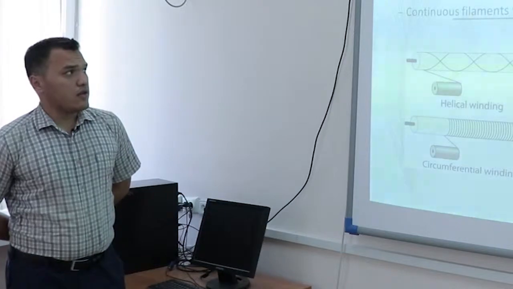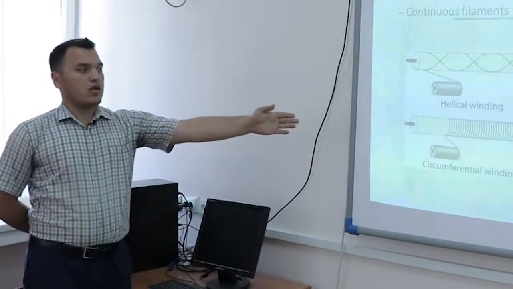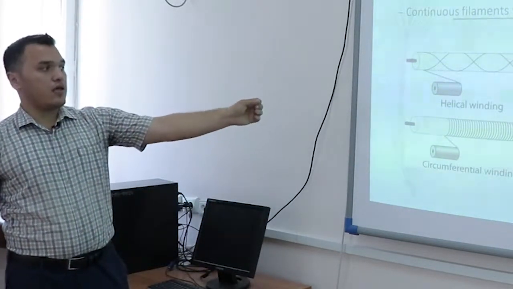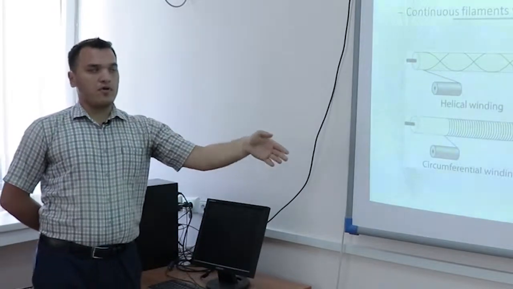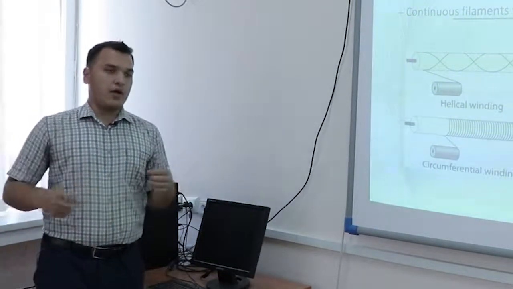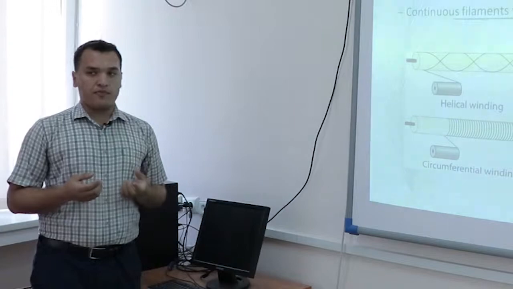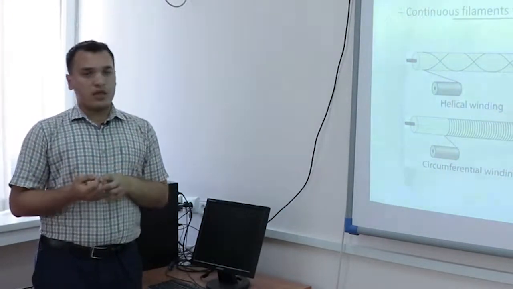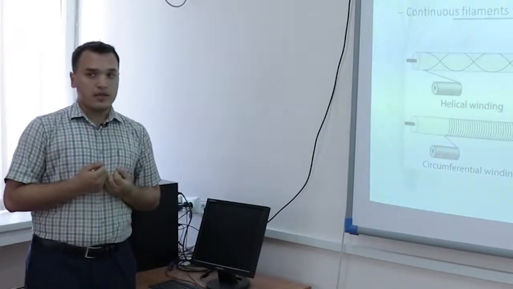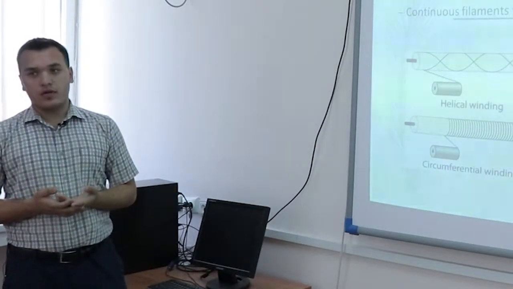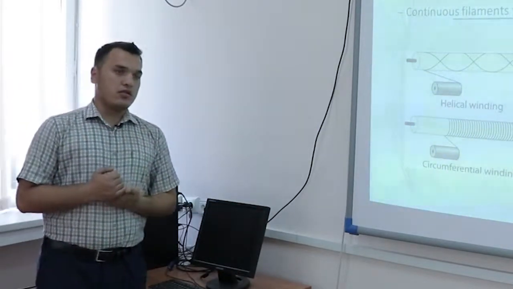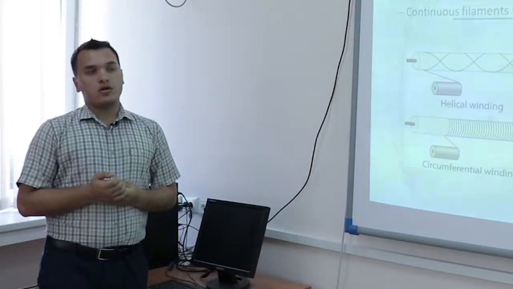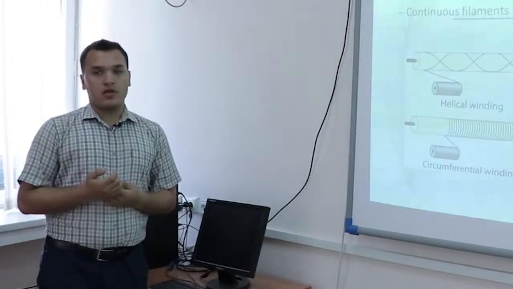And you can see other methods, such as circumference winding, helical winding. It's all types of winding. So we have a circular type of material, and we wind it somehow with some method, helical or polar winding, and it will also be a composite material. These materials are used in hydrosphere industries.